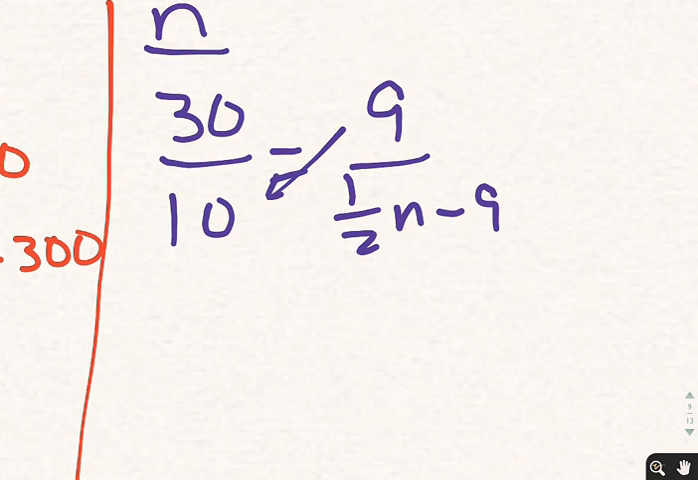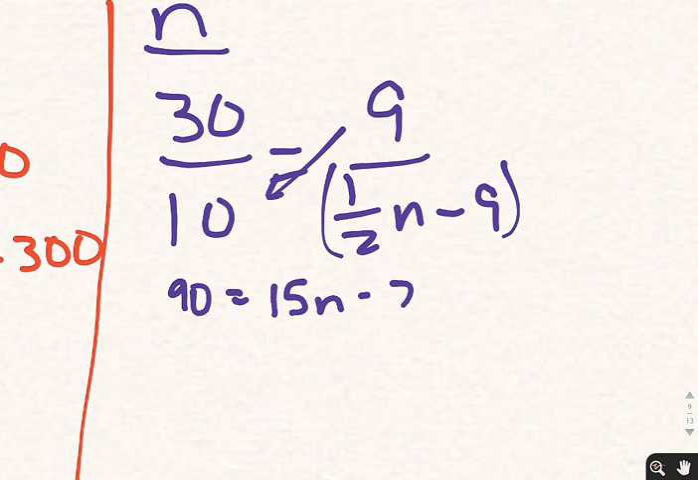Cross multiplying, that'll give me 90. Here's where I got to be careful because I do have to distribute. 30 times a half n should be 15n, and then minus 270. Okay. Let me grab my calculator just to make sure I'm giving you guys some accurate values. I add 270 to both sides. I get 360.